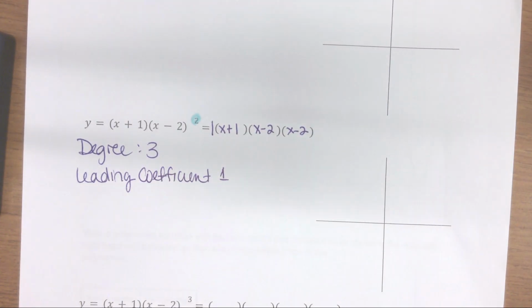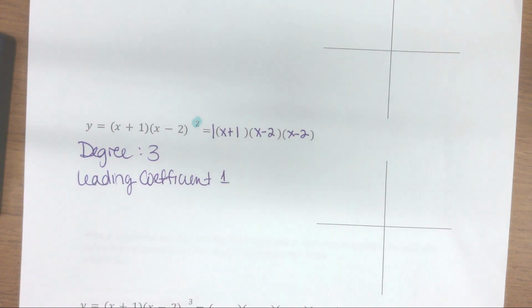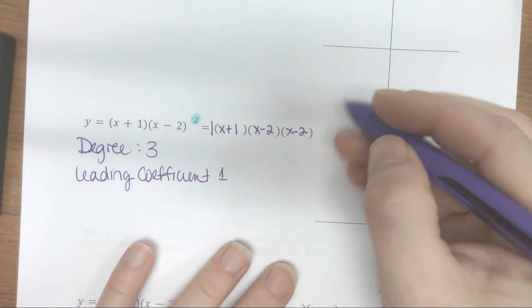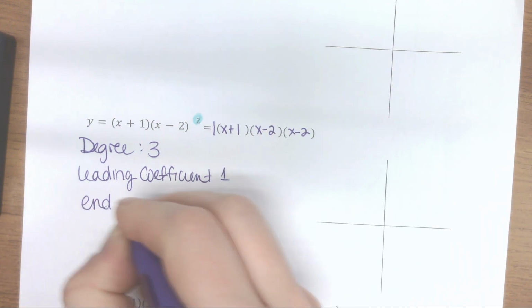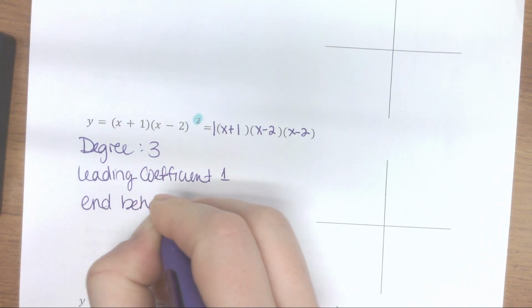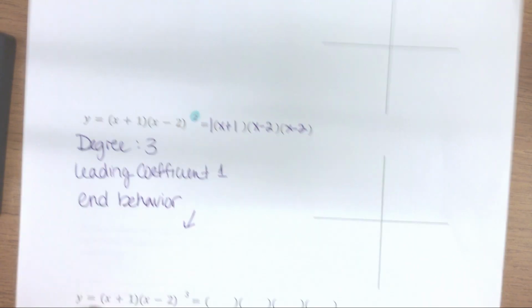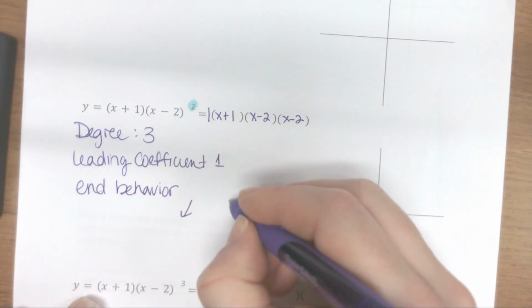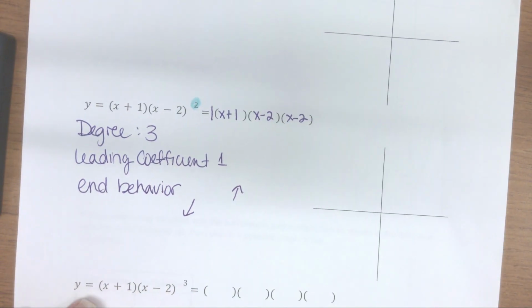When that happens, the end behaviors go opposite ways. So for my end behavior, it's going to go down, and then it's going to end up. So it looks like that at the end.